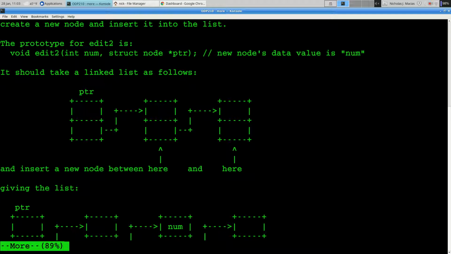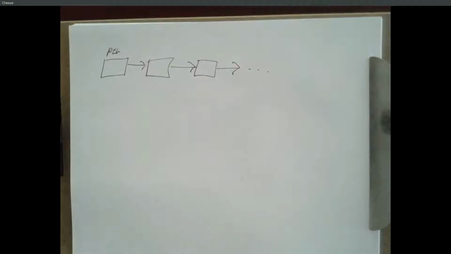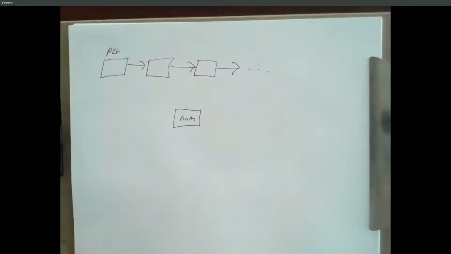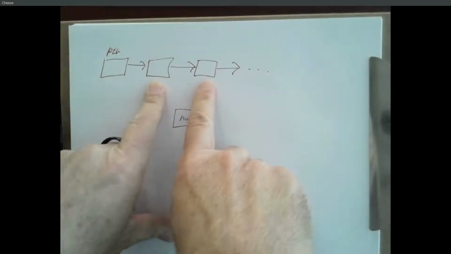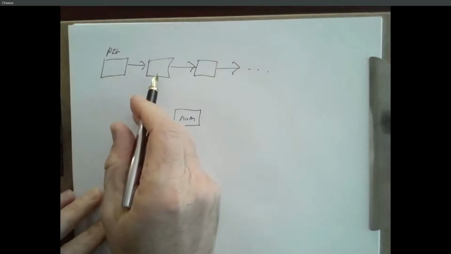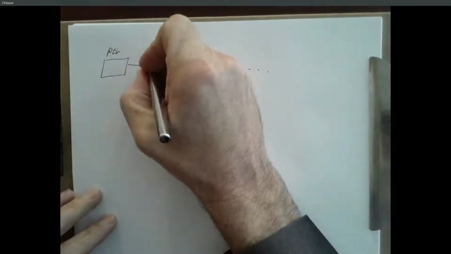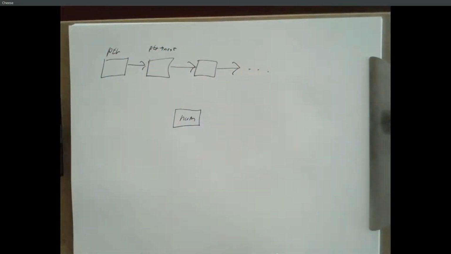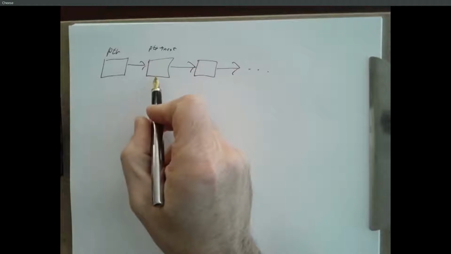And there could be stuff after that third node as well. And so your goal is to take this list and create a new node with some value that we pass to the edit function. And you want to sandwich it in between that second and third node. So we can write down, if this is pointer, we can reference this second node as pointer arrow next.